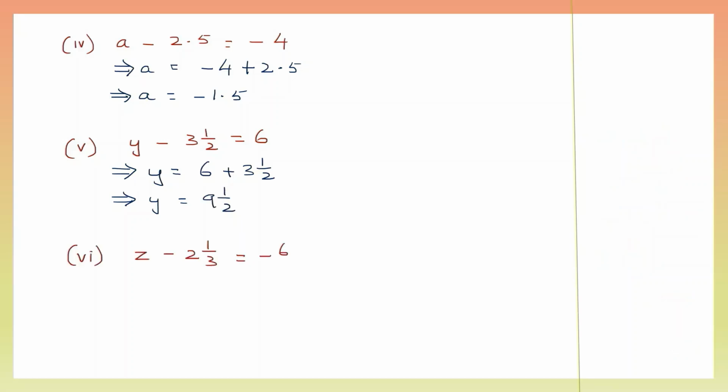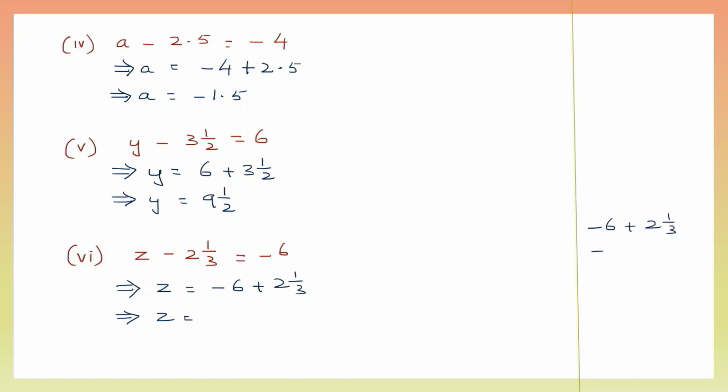Question 6. Z minus 2 1 by 3 equals minus 6. So let's find the value of z. Z is equal to minus 6 plus 2 1 by 3. So z is equal to, let's solve this, minus 6 plus 2 1 by 3.